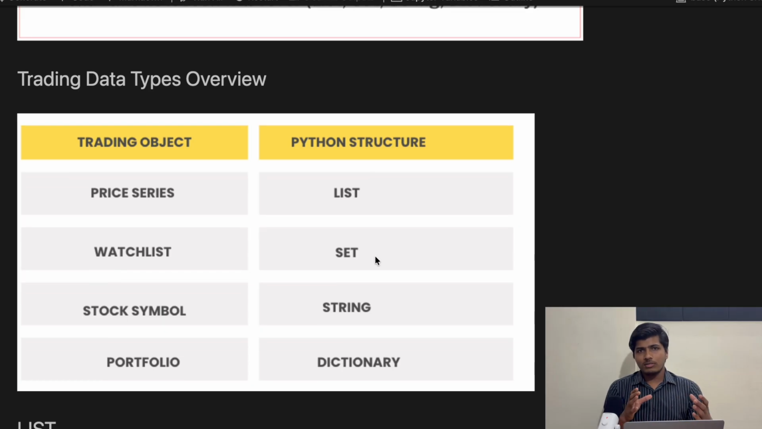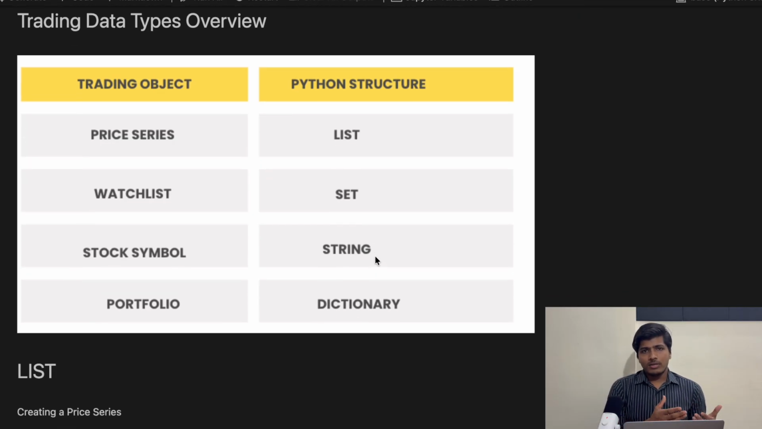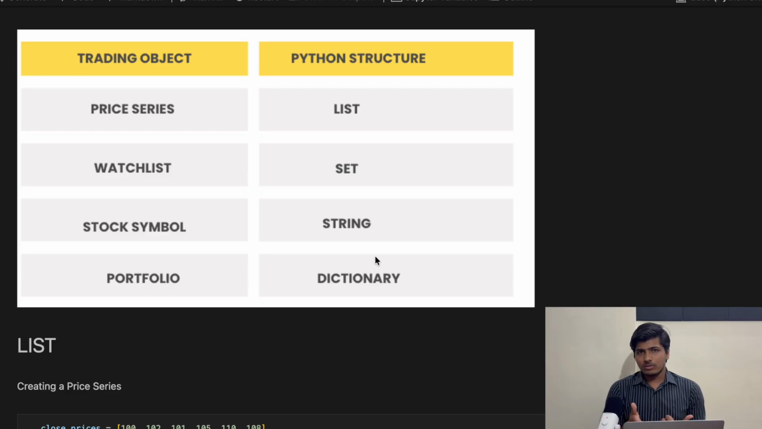Similarly, we have a watchlist in our portfolio, which you can store in a set. We have stock symbols like Reliance, Infosys, TCS, etc., which you can store in a string. Similarly, we have a portfolio: how many stocks do we have, what is the number of stocks, at what price we bought. Such information we have to store in a portfolio, and for that a separate Python data structure called a dictionary is there. Now let's understand each of these four data structures, that is list, set, string and dictionary, separately.